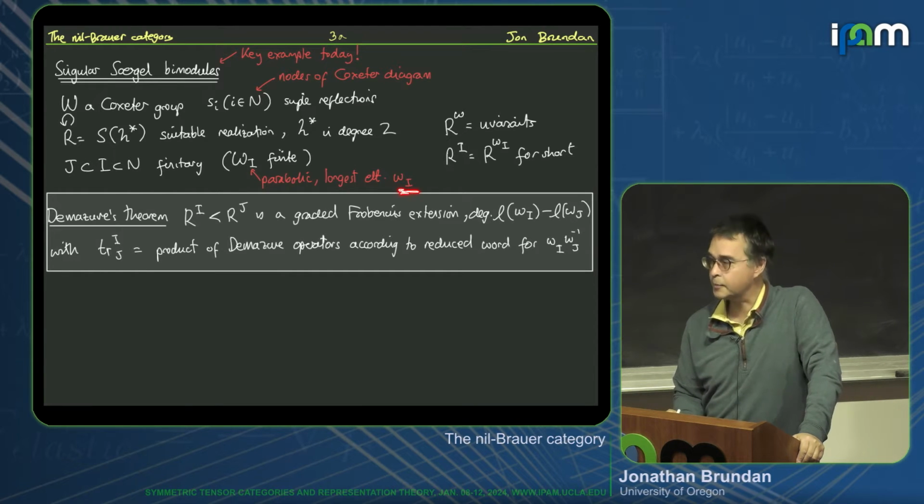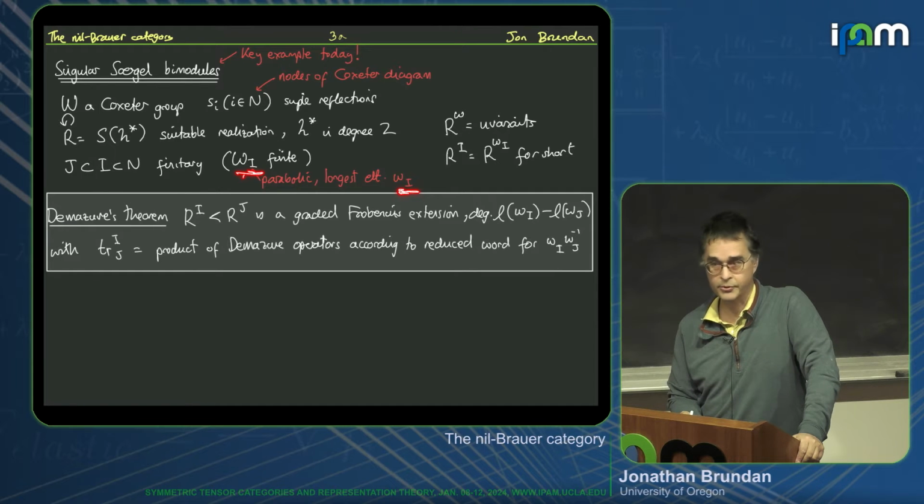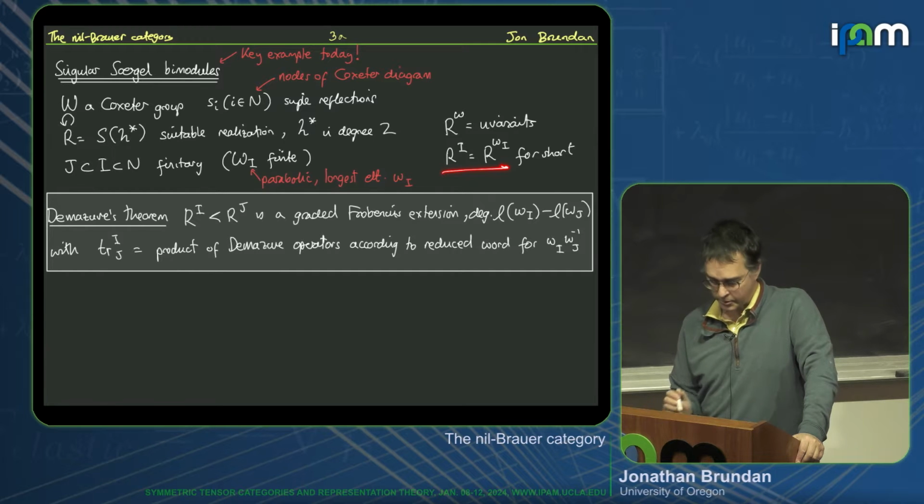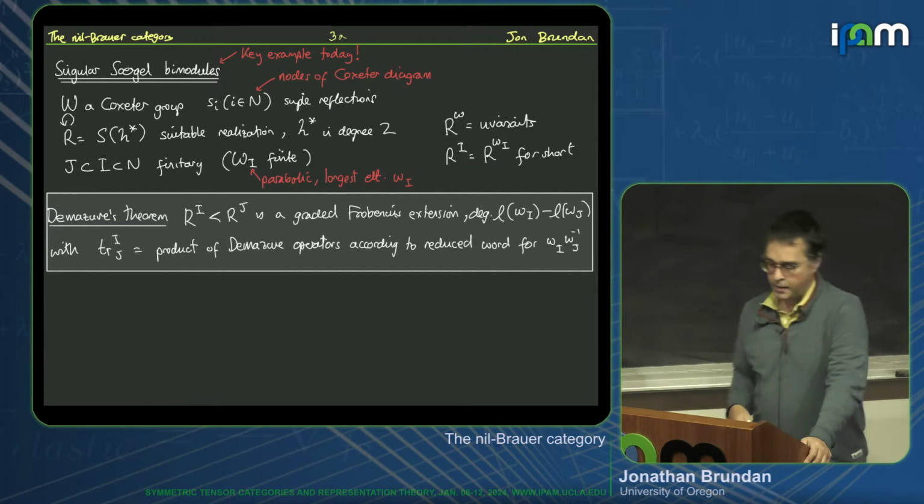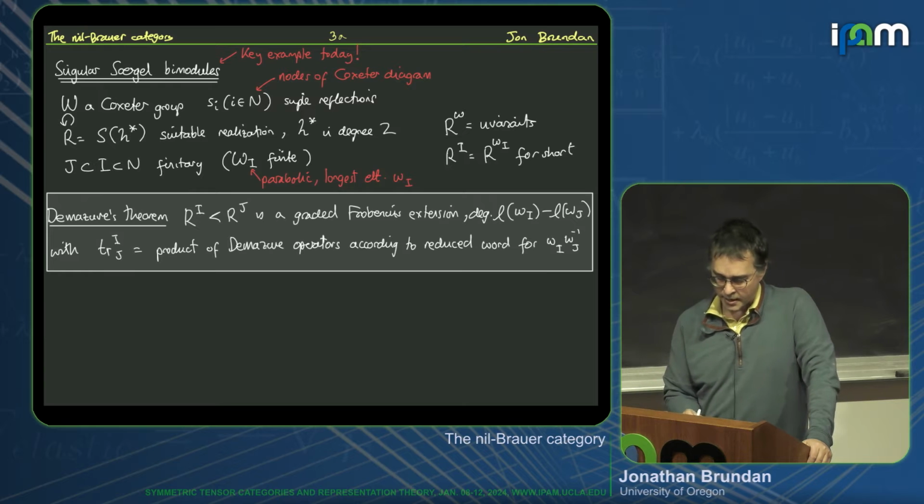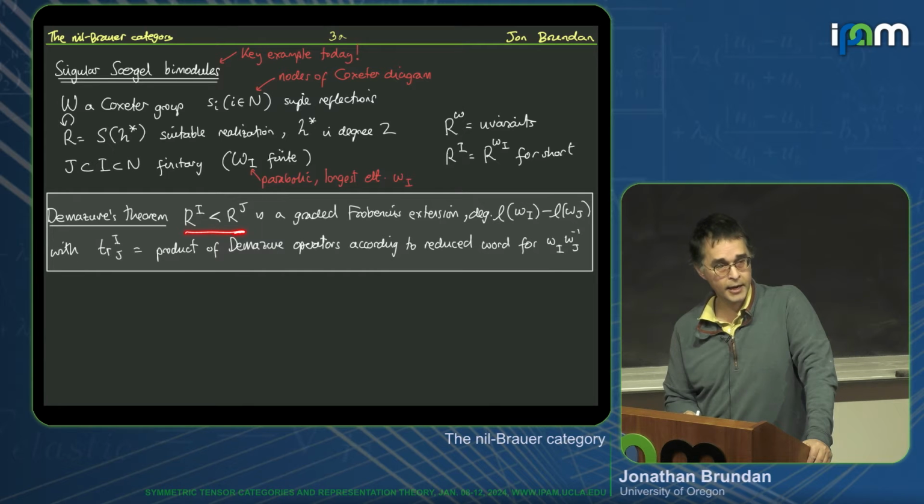And of course, little w_J is the longest element of that finite Coxeter group. That makes sense because of my finitary assumption. And I write R^J as short for the invariants for that parabolic subgroup W_J. And then the classical theorem of Demazure here is that in this setup, the invariant ring R^I, which is a subalgebra of the invariant ring R^J because you're taking more invariants, is a graded Frobenius extension.